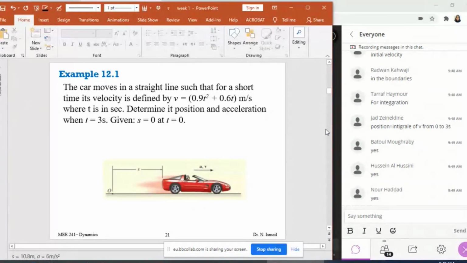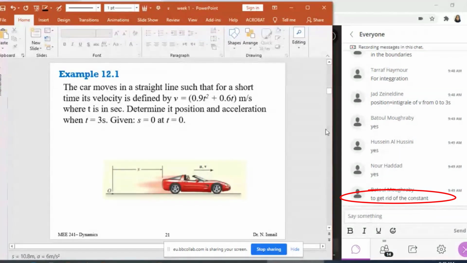Remember, guys, I can do the integration. But if I want to do the integration, yes, perfect, Batul, I cannot get rid of the constant of integration unless I have the boundary condition. So guys, let's show all the equations that I can use to solve this problem.